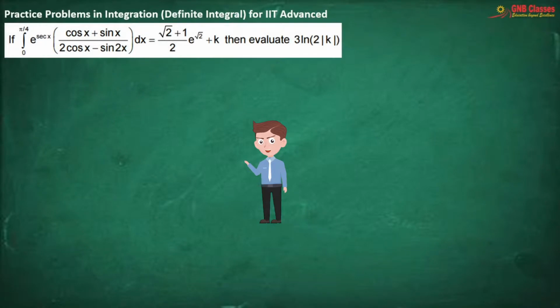If the integral from 0 to pi by 4 of e to the power sec x times (cos x plus sin x) divided by (2 times cos x minus sin 2x) dx equals (root 2 plus 1) by 2 times e to the power root 2 plus k, then evaluate 3 times ln 2 times modulus of k.